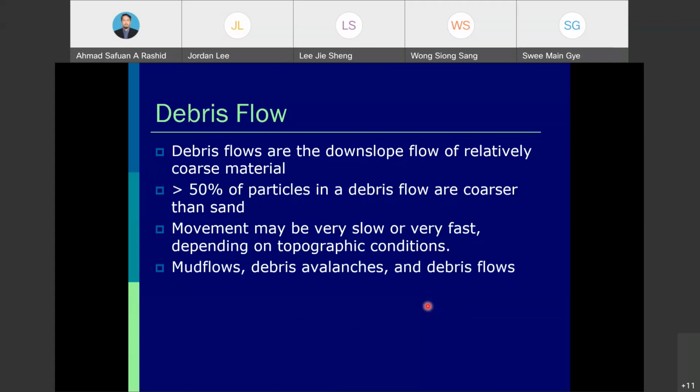So mud flow, debris avalanche, and debris flow. So this is related to a snow avalanche. Then we have debris flow and mud flow.